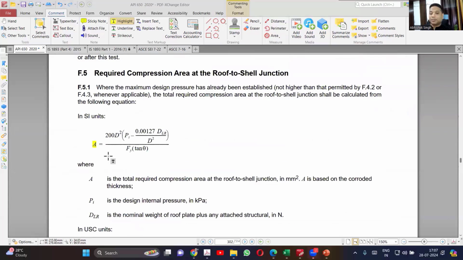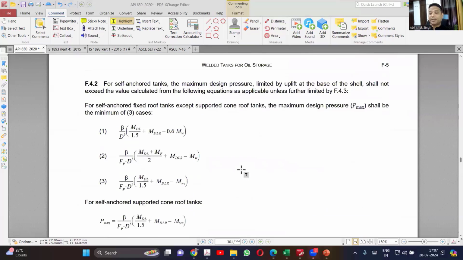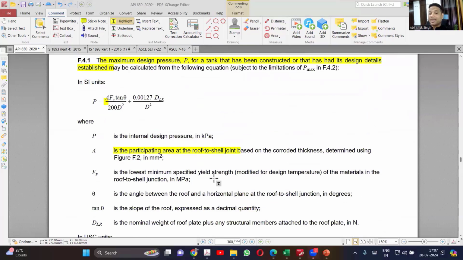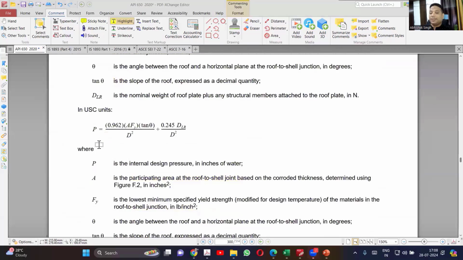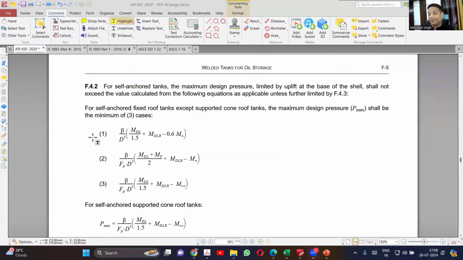Okay. So area required for compression and area which is participating. Yeah, same area which I have calculated based on the participating. I'll be using this for the maximum pressure taking capability calculation. So what is the maximum pressure my tank can take? Okay. So all these calculations you have to do when your pressure is exceeding the weight of the roof.